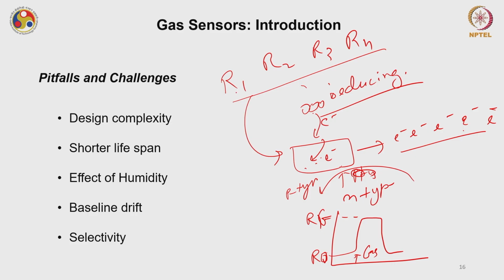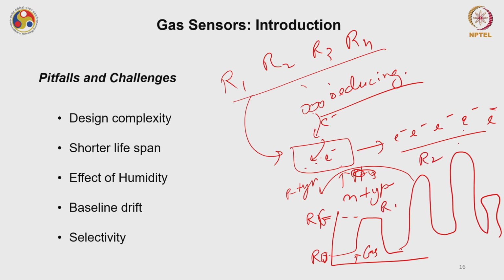Now for all these reducing gases R1, R2, R3 and R4, there can be changes. So as you can see, there are changes because of all these gases. Sometimes it is very difficult to segregate whether this sensing is because of gas R1, or because of R2, or because of R3, and that is classified under the issue of selectivity. So this is one of the utmost challenges for a gas sensor.